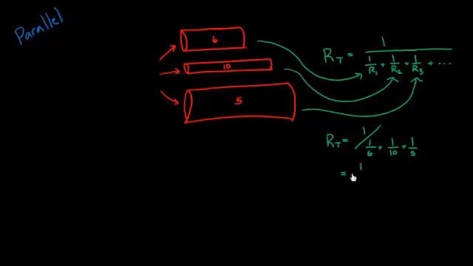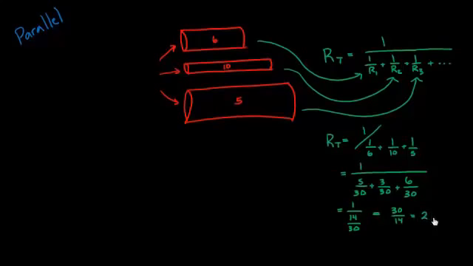And the common denominator there is 30. So I could say 5/30, this is 3/30, and this would be 6/30. And adding that up together, I get 14/30, or 30 over 14, which is 2 and let's say 0.1. So 2.1. So the total resistance here is 2.1, putting all 3 of these together.